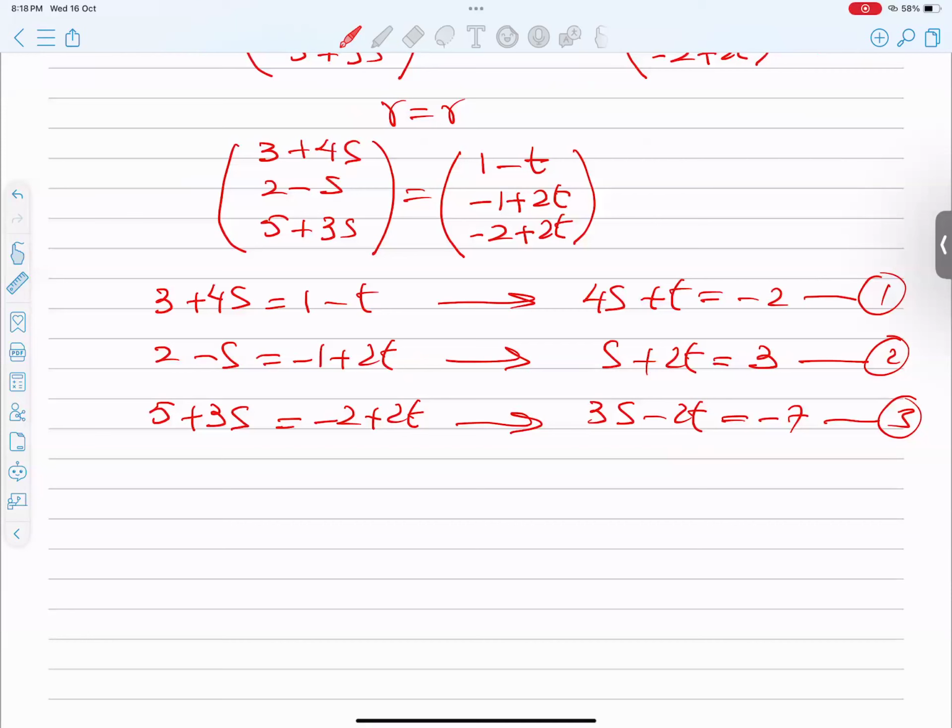Now what to do, students? I will take any two equations to solve. I think this is easy to solve, so I'm solving 2 plus 3.